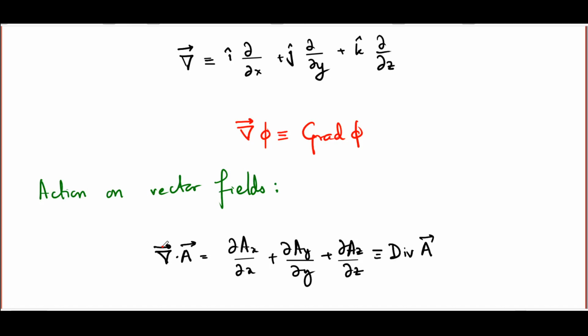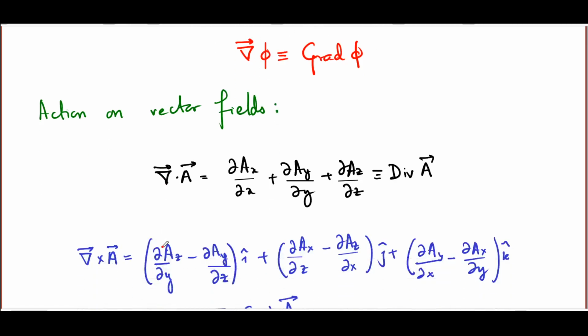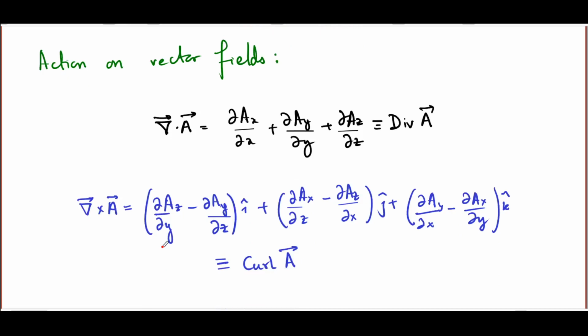There is yet another way of applying a vector operator on a vector field. You could take a cross product. And that will give you a new vector field with components given by things like del Az del y minus del Ay del z and so on. If you remember the formula for the cross product of two vectors, you should be able to figure out exactly why this takes the form that it does.